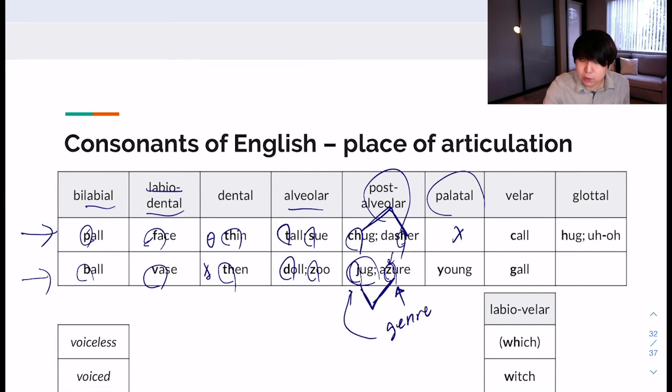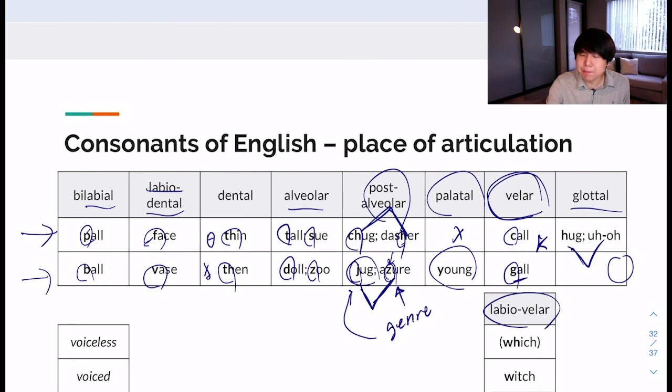Palatal: there is no voiceless palatal sound, but there is a voiced one, y in young. Velar: there are two sounds, k in call and g in gall. Sometimes it's spelled k, sometimes it's spelled c. G is the voiced counterpart of it. And there are two different glottal sounds, h in hug and the glottal stop. These two sounds are both voiceless. There is no voiced counterpart of glottal consonants in English.